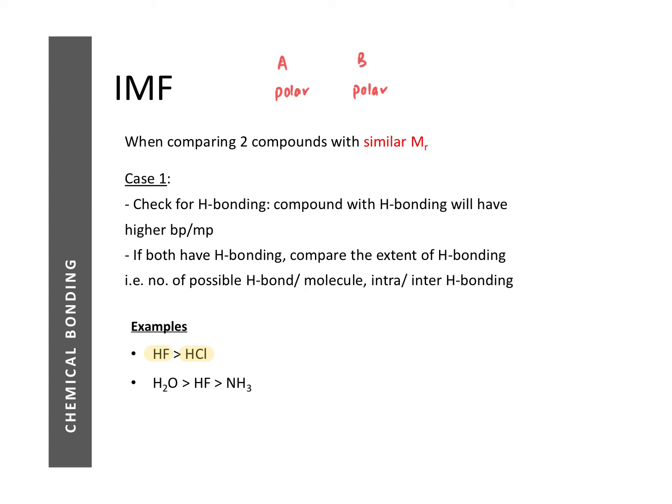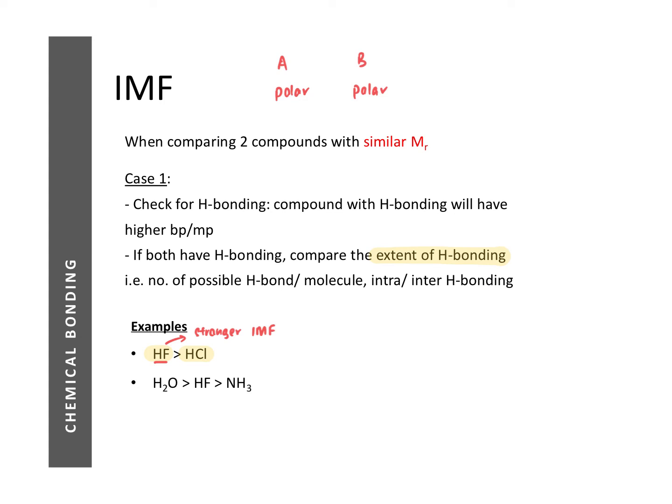Okay, so in this case, we need to look out for whether any one of them can exhibit hydrogen bonding. HF is capable of forming hydrogen bonds, therefore it would have the stronger intermolecular forces and therefore the higher melting point and boiling point. Now in the second case, where both molecules are capable of forming hydrogen bonds, you need to compare something called the extent of hydrogen bonding, or the average number of hydrogen bonds that the substance can form between the molecules.